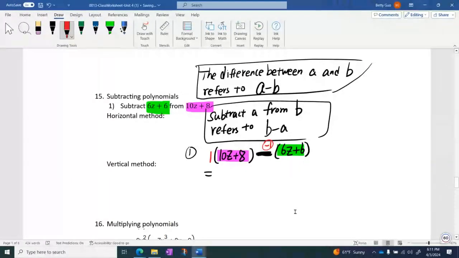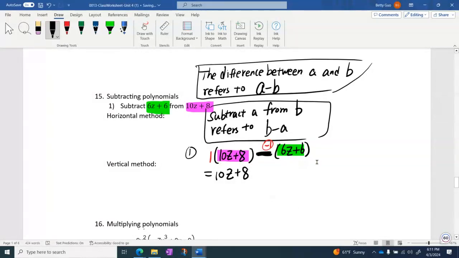Very good. So when we have 1 as the coefficient, we could literally remove the parentheses because 1 is the multiplicative identity. 1 multiplied by anything is just that thing. That's the only case in which we can literally remove the parentheses. So we can get rid of the parentheses as 10z plus 8. 1 times 10z is 10z. 1 times 8 is 8.